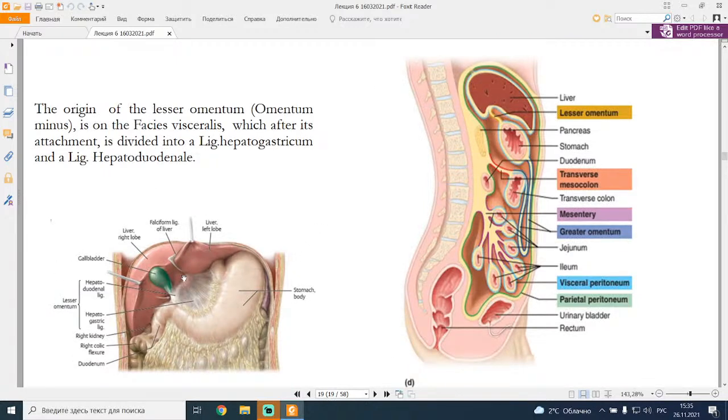The origin of the lesser omentum, omentum minus, is on the facies visceralis, which after its attachment is divided into the ligamentum hepatogastricum and the ligamentum hepatoduodenale. This is the omentum minus, or lesser omentum. Here you see the stomach.